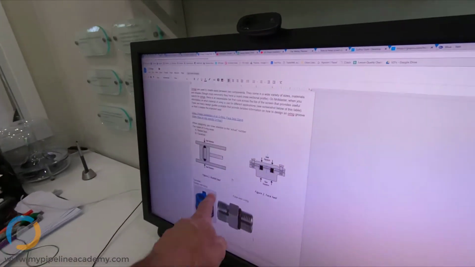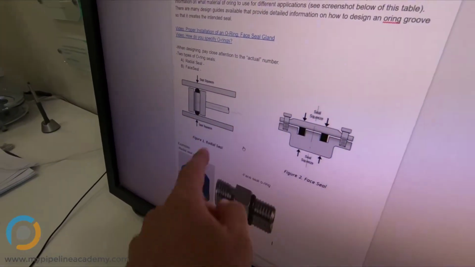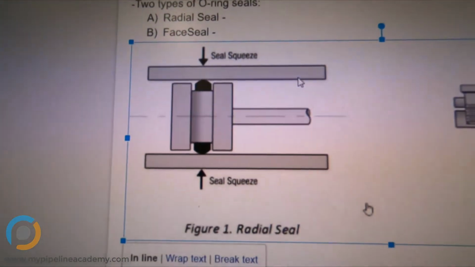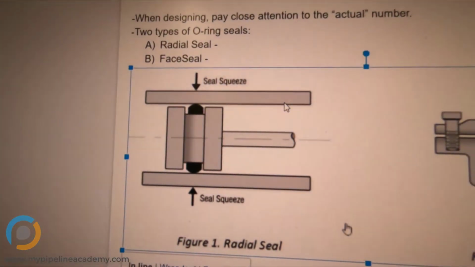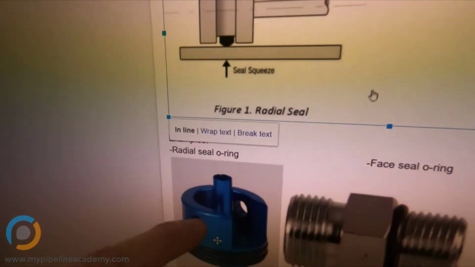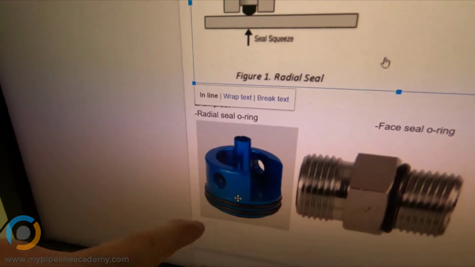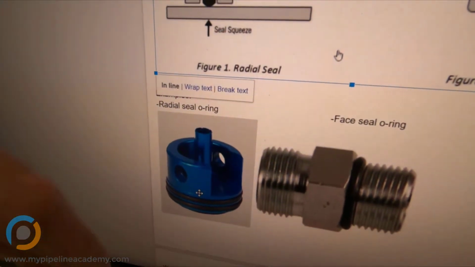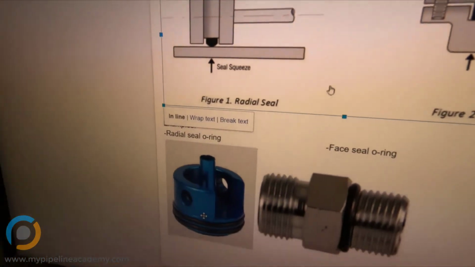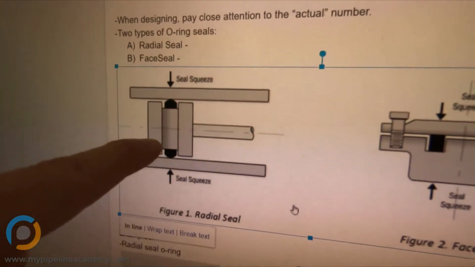Could you explain that a little bit better, this right here? Sure. These are cross sections. They're called cross sections. It's a very typical way of looking at something. And imagine taking this part right here, this blue metal part with the O-ring surrounding it. Imagine taking that and cutting it in half like this, and then looking at that cut half. That's what you'd see here.